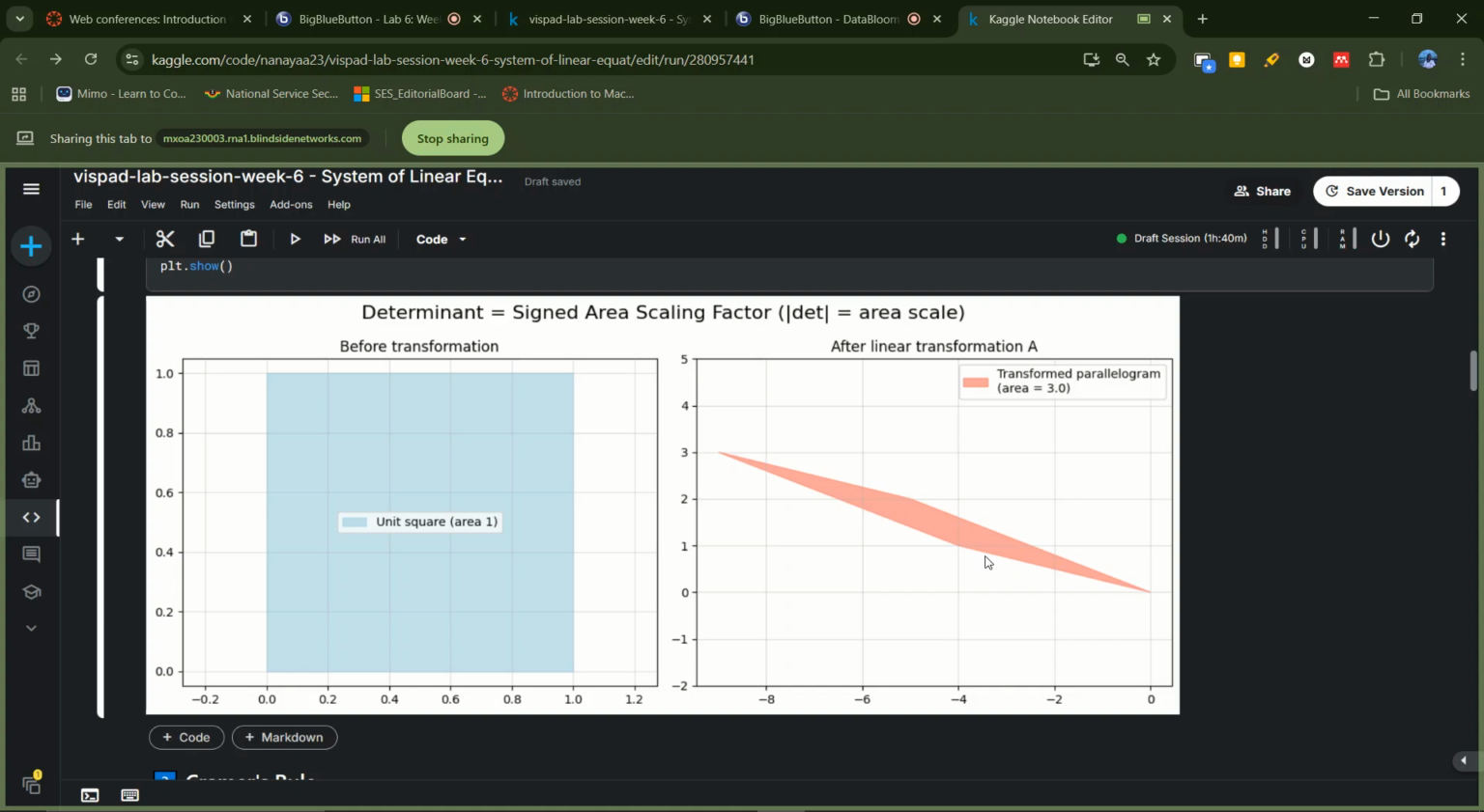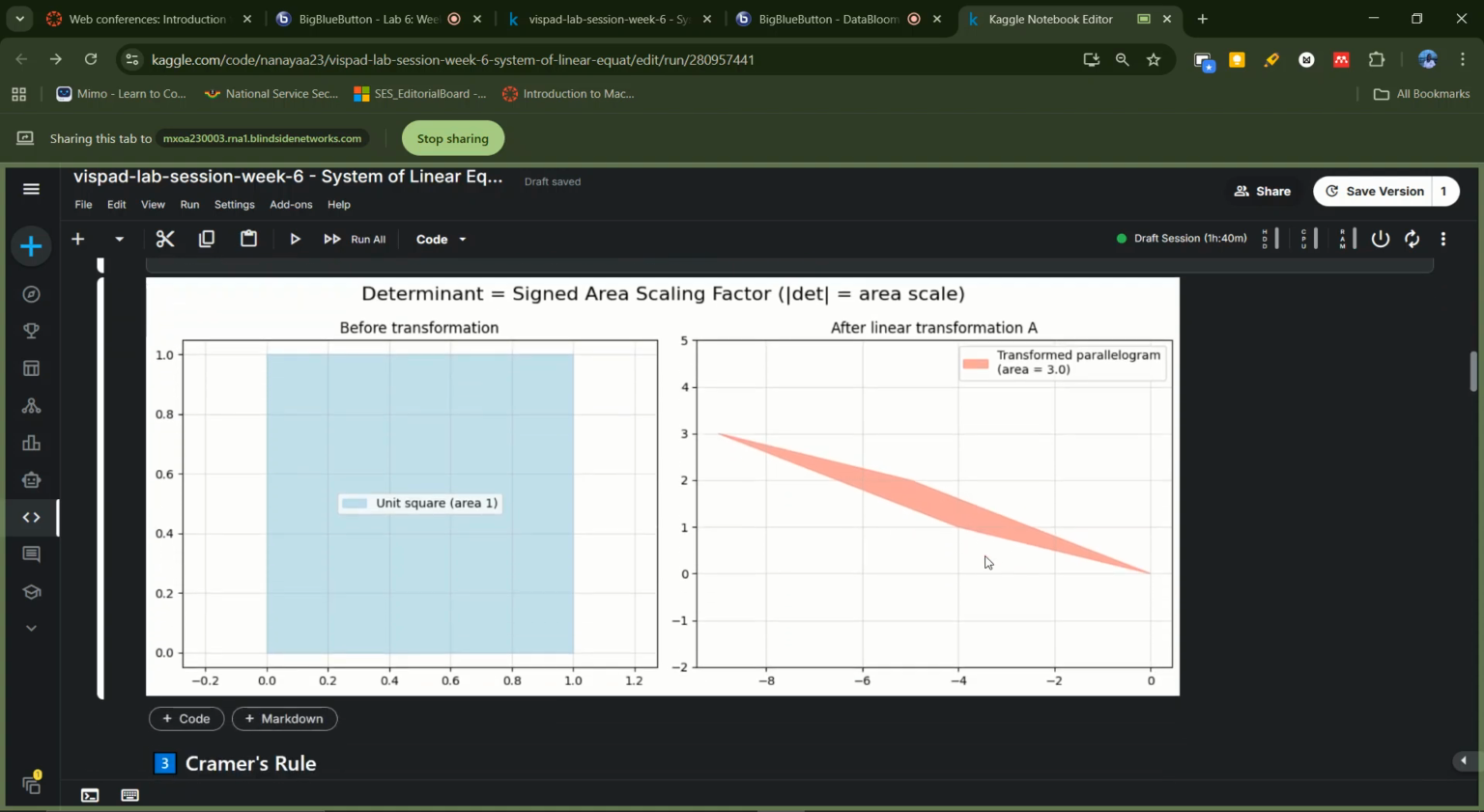So in all, this is just to basically understand what we mean by transformation and why the determinant is important in the first place. Again, the determinant is the signed area scaling factor. Before transformation, we had a unit square. Then after we multiplied it by some matrix A, which we already defined earlier, we got this transformed parallelogram. Okay, great.